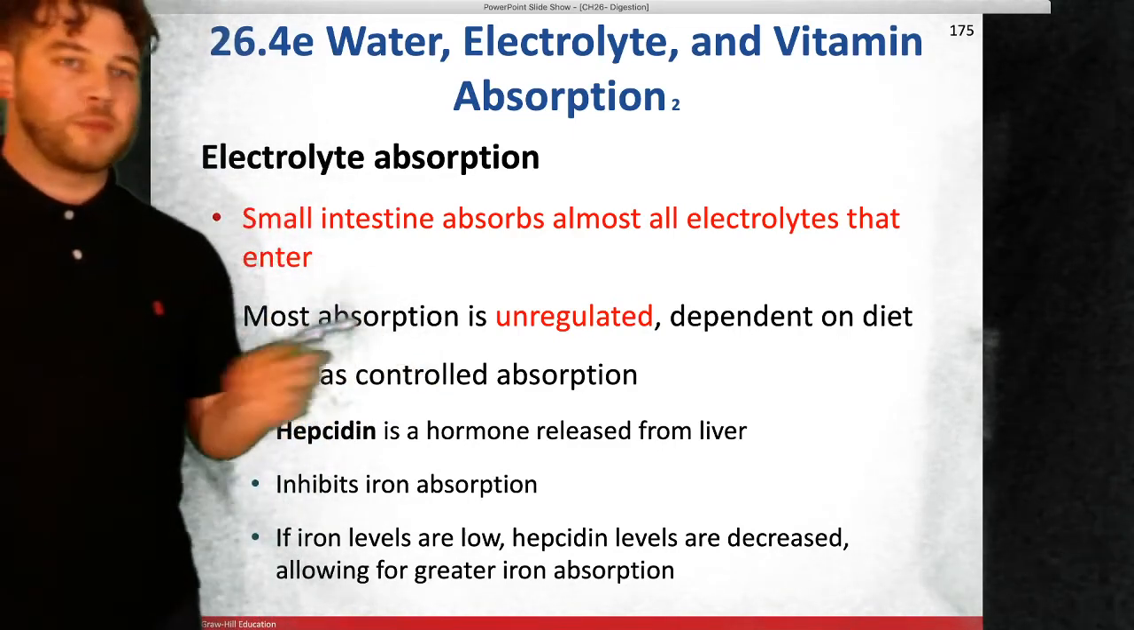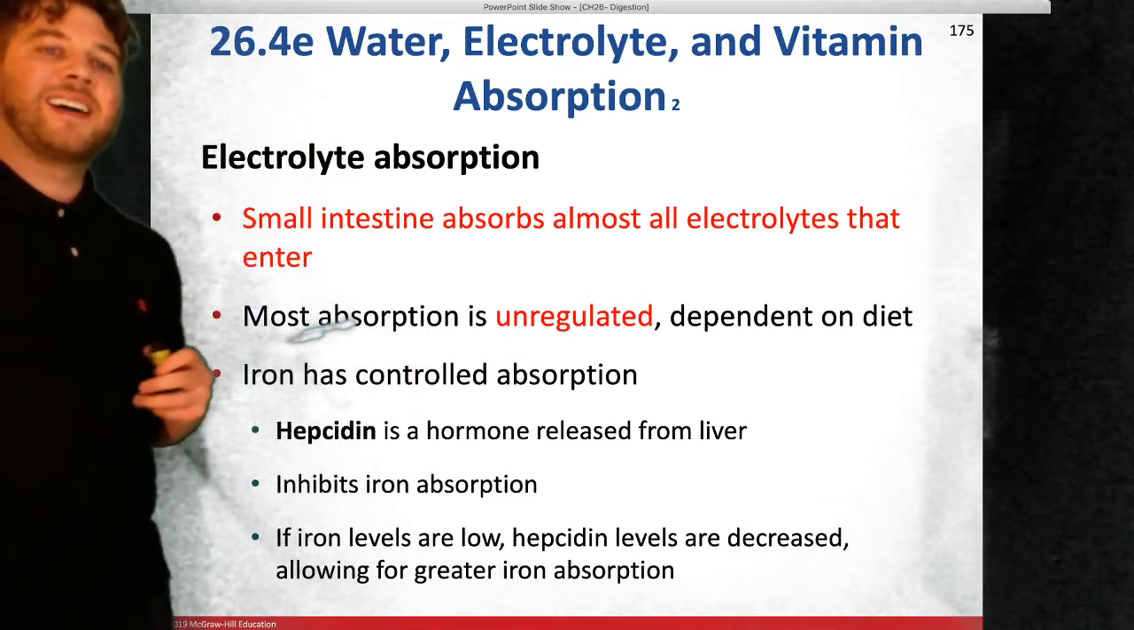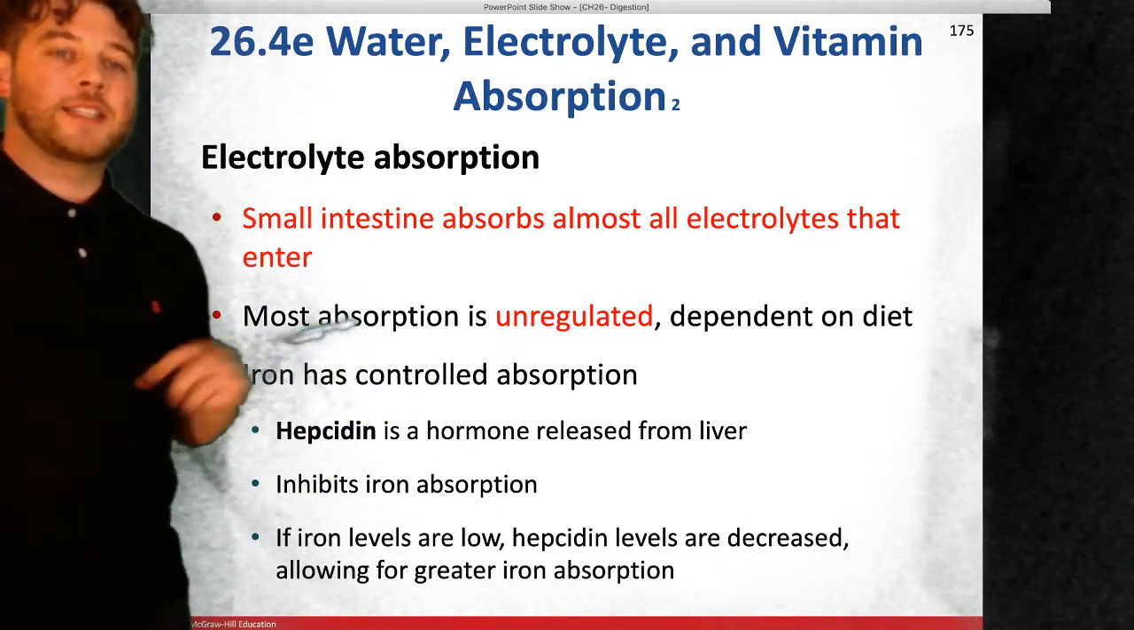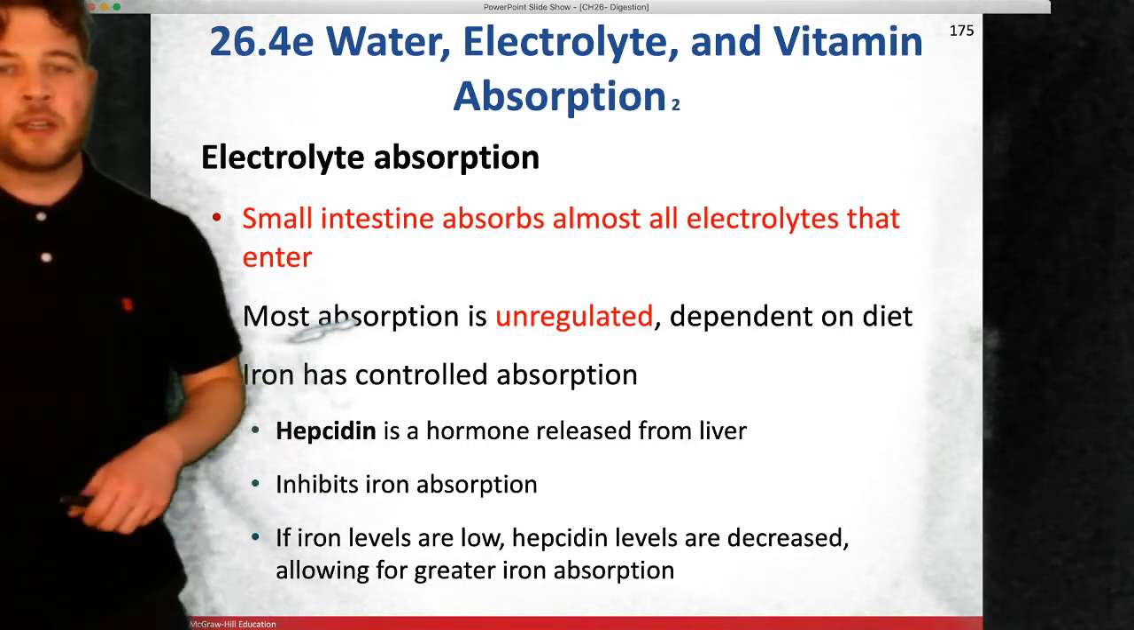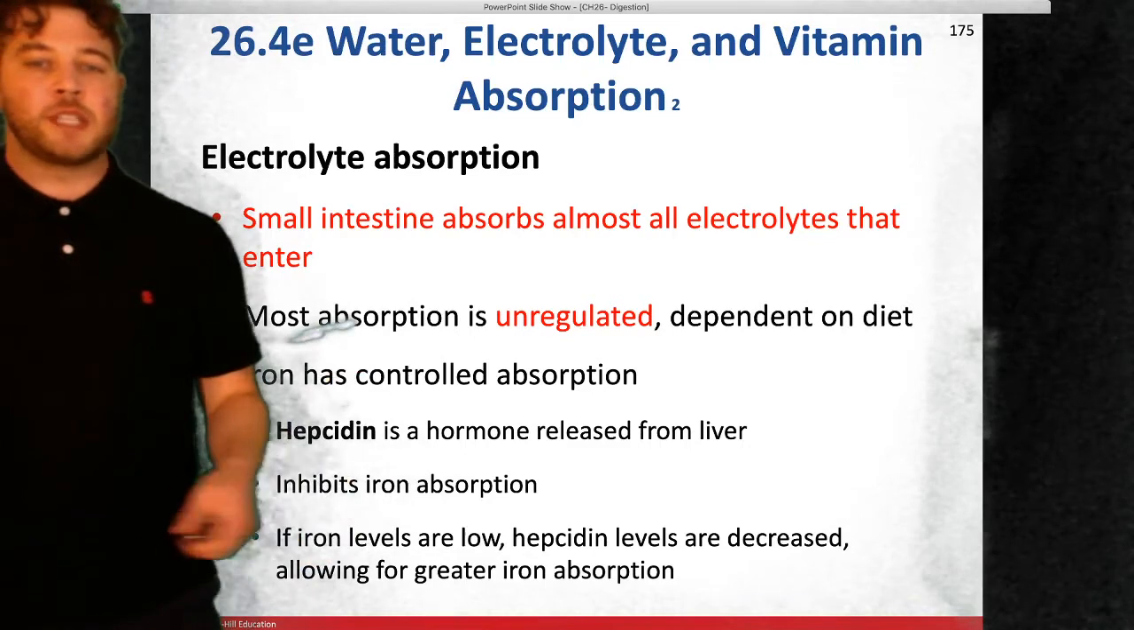Chapter 25 is one of the most important ones we do. Iron has controlled absorption. Hepcidin is a hormone released from the liver that inhibits iron absorption. If those levels get low, hepcidin levels are decreased.